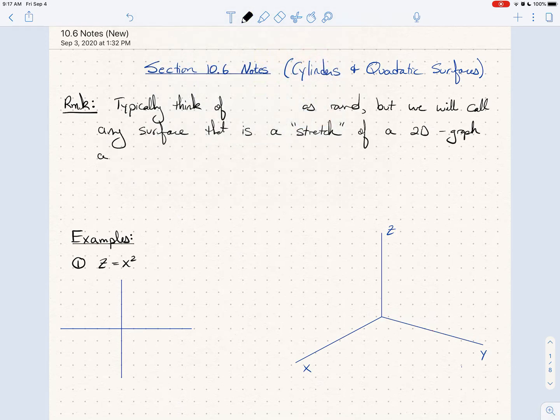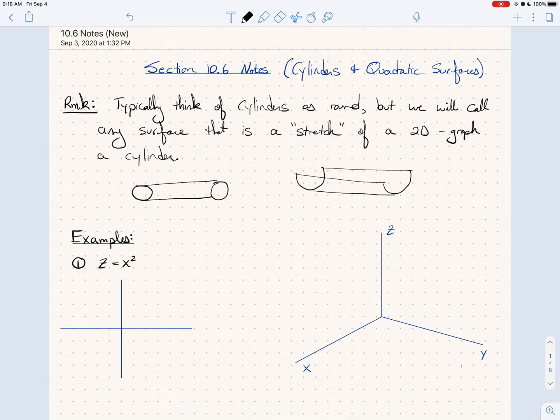And typically, we think of cylinders as round, like a round tube. But we're going to call any surface that's a stretch of a 2D graph a cylinder. And I'll just show you what I mean by examples. If you want to get a little bit more precise, I would encourage you to read the book. But for example, we can think about drawing a circle in 2 space, and then you stretch it, and you get the classic cylinder. We could think about drawing maybe a parabola in 2 space, and then stretching it, and you get this trough-looking thing. We'll put a line on the bottom as well. But we're going to call both of those cylinders because you're taking a 2-dimensional shape and then stretching it.